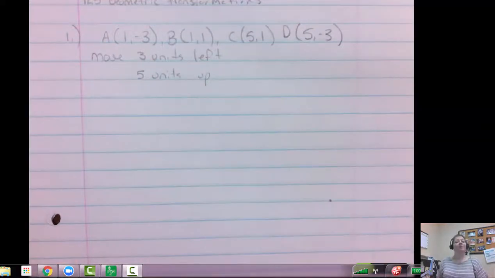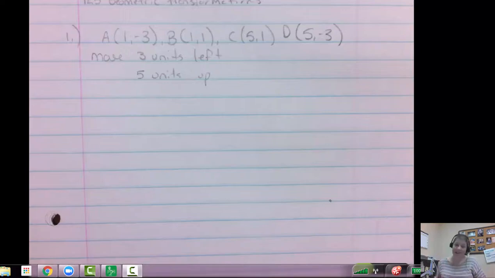So that's what I want to do. What kind of movement is it, left and right and up and down? It is just a translation. So we're just going to add and subtract. When we're talking left, we're talking moving the x value, right? When we're talking up and down, we're talking moving the y value.